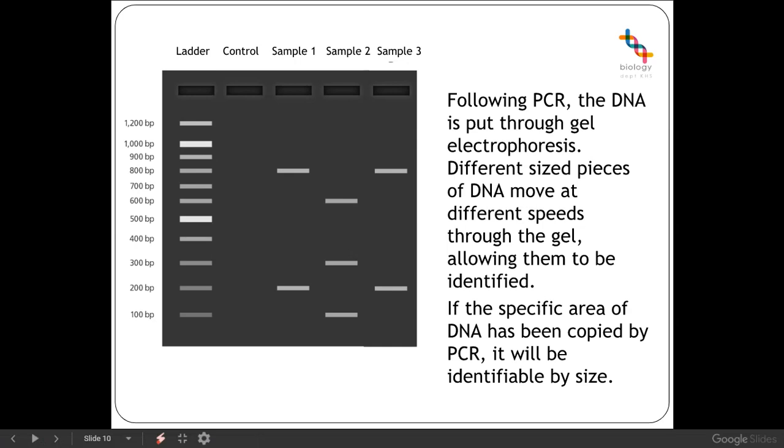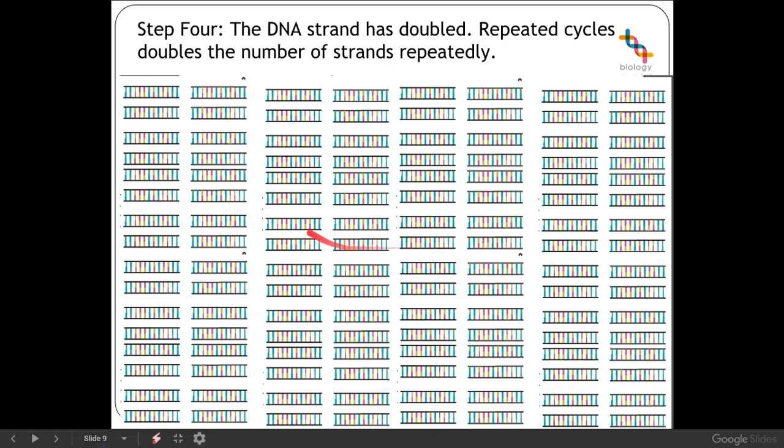Once we have completed the PCR, we normally take the DNA that's been completed and it gets put through something called gel electrophoresis. And essentially what this means is that different sized pieces of DNA are able to move at different speeds through the gel. So if we have these hundreds and thousands of sections of DNA which have been copied by our PCR process, then that tube is going to have lots and lots of DNA in it. So it's going to have a large amount of DNA present in that tube.